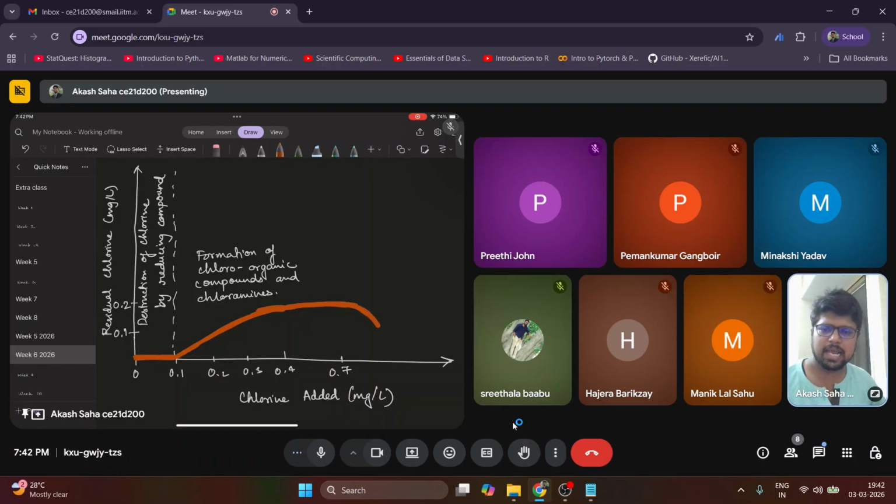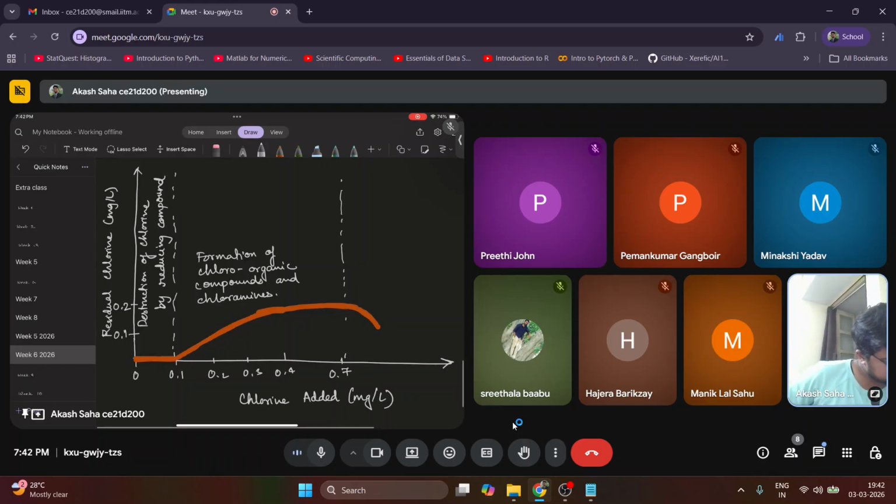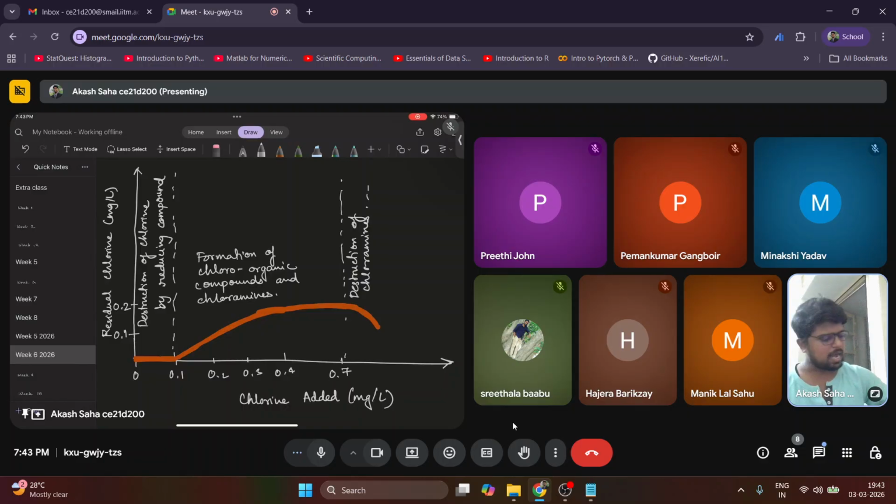So there will be a slight downward trend of this residual chlorine, as more and more residual chlorine will be used up. I will differentiate this area. Some things will get degraded, so I can write it as destruction of chloramines or some chloroorganic compounds. These will get destructed. So after the destruction of chloramines and these chloroorganic compounds, now there is no organic matter, nothing is present.